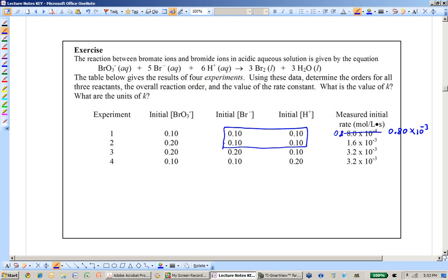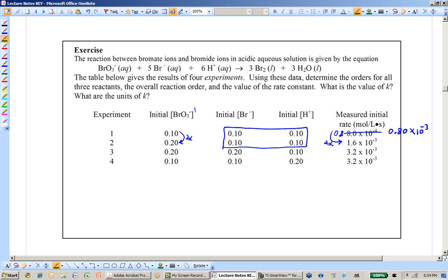I want to find a spot where everything's held constant but one of these 3 critters. So doubled, and I got the number 2. I like that. What did the rate do in response to that? It doubled. So we know this is first order. Whatever you do to the concentration, if that same thing happens to the rate, then you're first order. That one wasn't too painful. It's going to get worse. Okay, let's see. What do we got next?